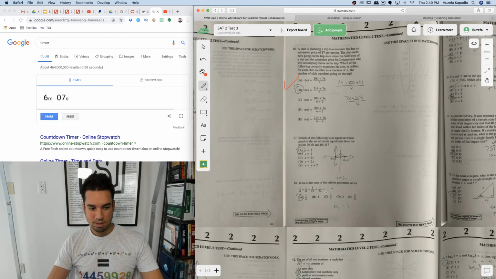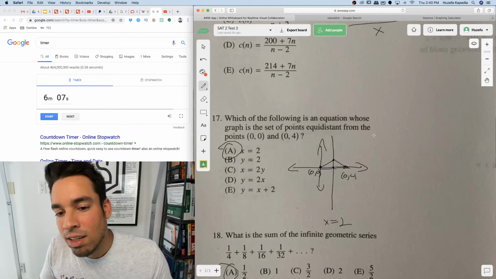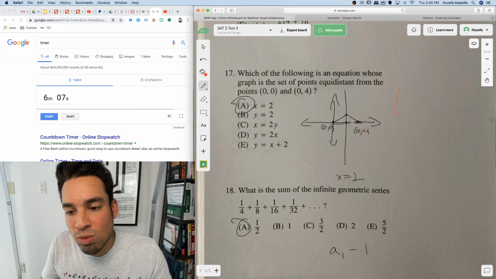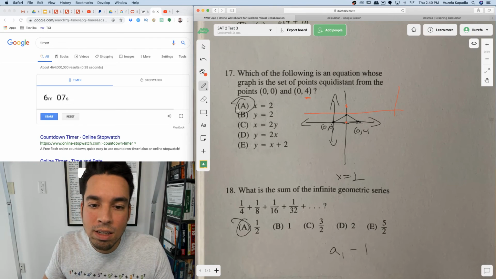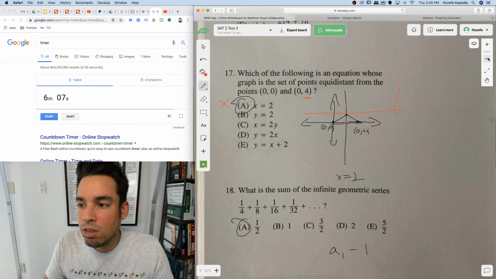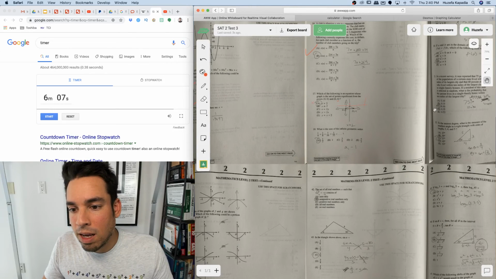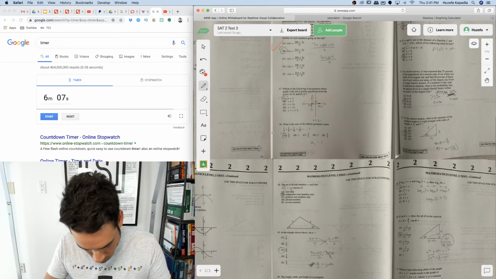Oh man, terrible mistake. Okay, so check it out. This is where I made a mistake. I plotted the points wrong. Okay, so this is 0, 0, and 0, 4 is up here. This is the y. I totally missed that. So of course it's y equals 2. What was I thinking? That was a huge mistake. Really bad one because that's an early problem that was pretty easy. I literally just drew it wrong. So if you caught that while you were working along with me, kudos.